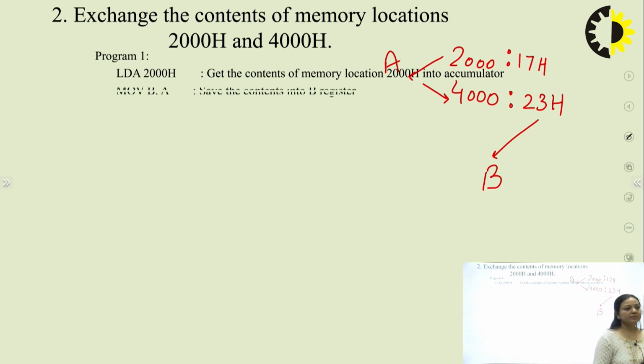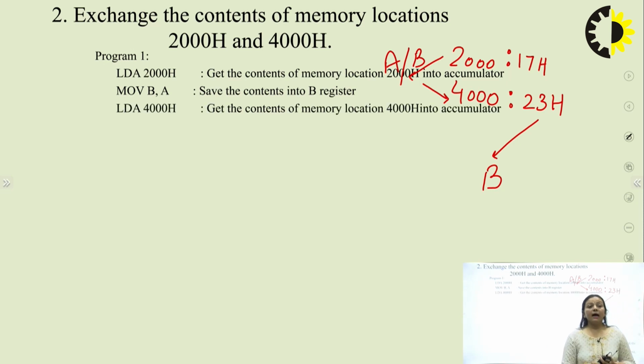My first task: then I say MOV B, A, that is, store this data into register B. So we have just made a copy of this data in register B. Then we again load the data from 4000 into the accumulator. Now the accumulator is free because I already have a copy. Whenever I have any move operation, it generally means that you have to copy and paste the data. It is never cut and paste. So the 17 is already stored in register B, and I can replace the contents of the accumulator. With this LDA 4000, this 23 is being stored in the accumulator.